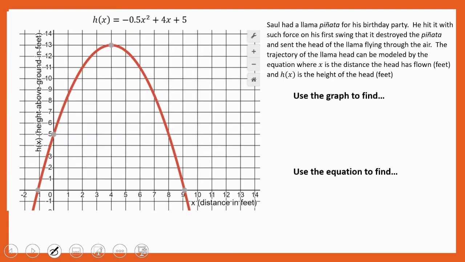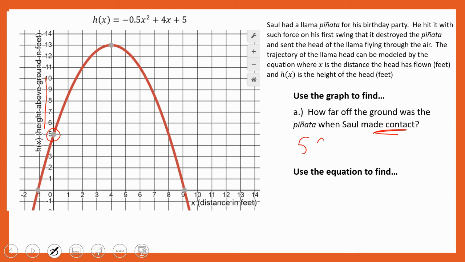Okay, this one we have a graph and we have an equation. If they're telling you to use a graph, then you can assume certain numbers. If they're telling you to use an equation, you've got to put it in the calculator. So use the graph to find how far off the ground it was when Saul made contact. This is height above ground. So it says find y when we first hit the pinata, and that would be 5 feet.